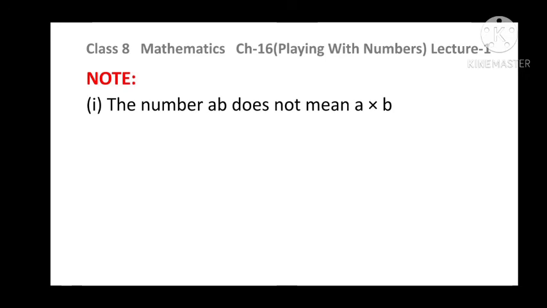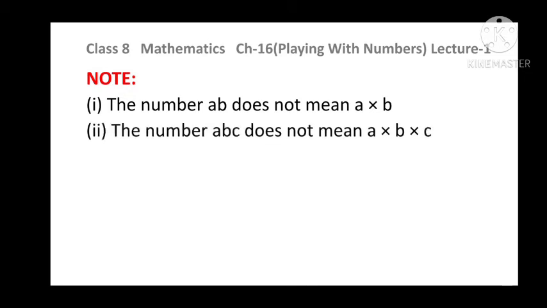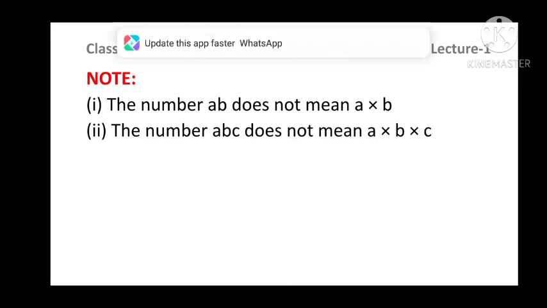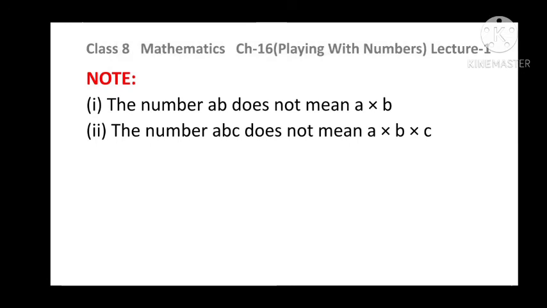As we used to write, if I am writing AB, I normally mean that A is being multiplied by B. This is not the meaning of AB. And the number ABC does not mean A into B into C. Here, A is a digit at 100's place, B is the digit at 10's place, and C is the digit at 1's place, and they will not be multiplied together. It does not mean that these three are being multiplied together.